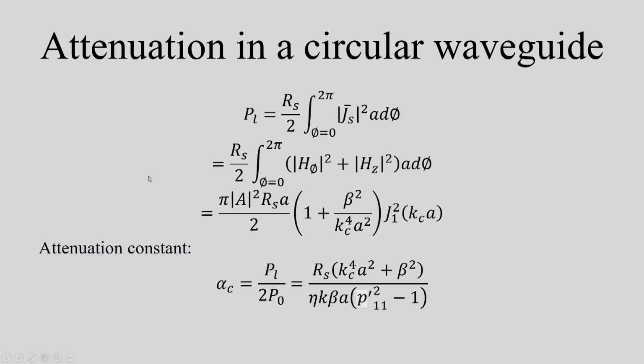So, once we have this expression, for a given frequency and waveguide dimensions, we can find out the attenuation constant alpha c, and for a given length of the waveguide we can then calculate by how much the power will get attenuated as it travels down the line.